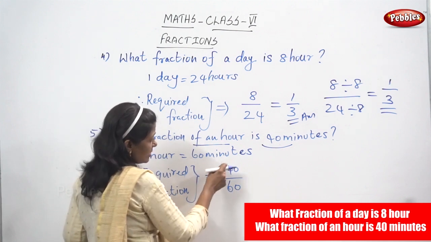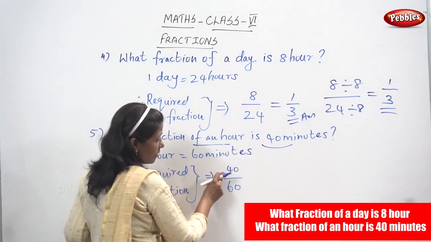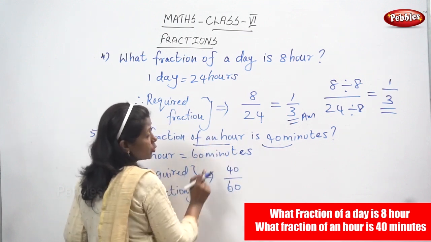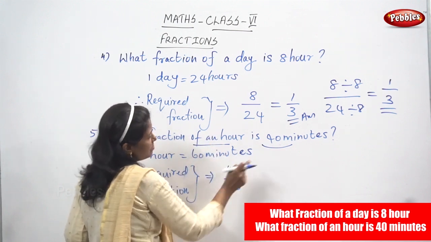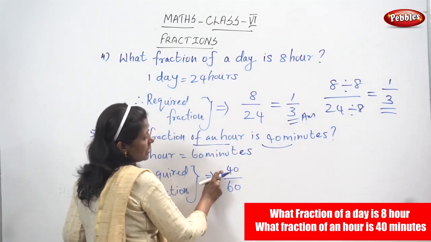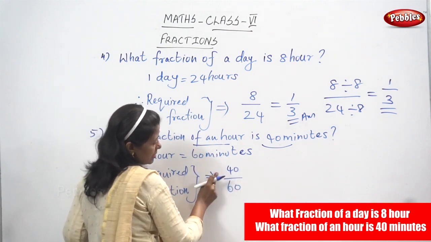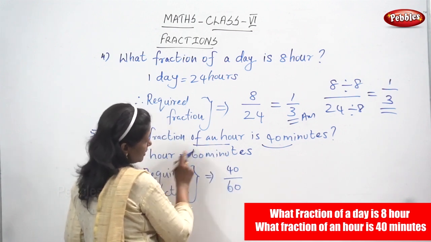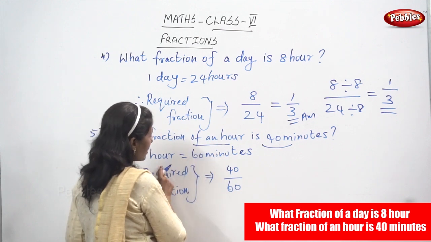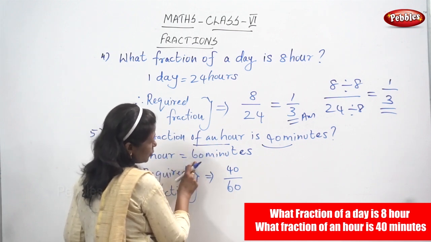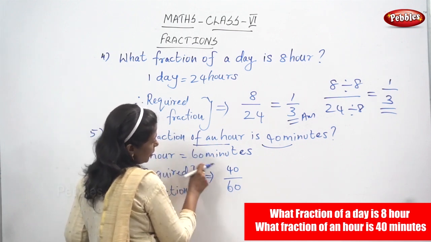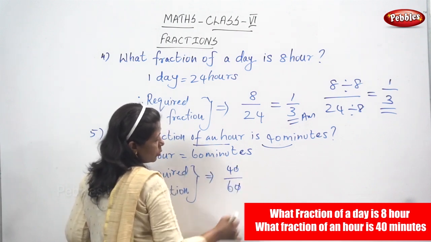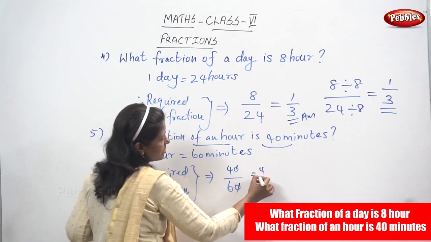So you write the required fraction. What fraction of an hour is 40 minutes? Whatever is required, 40, you write as the numerator, and an hour means 1 hour, which is equal to 60 minutes. You write that as the denominator, so 40 divided by 60. If you want to cancel the 0, you can cancel. The answer is 4 by 6.